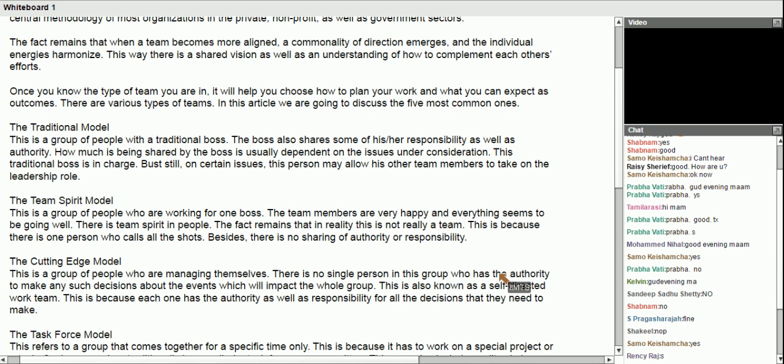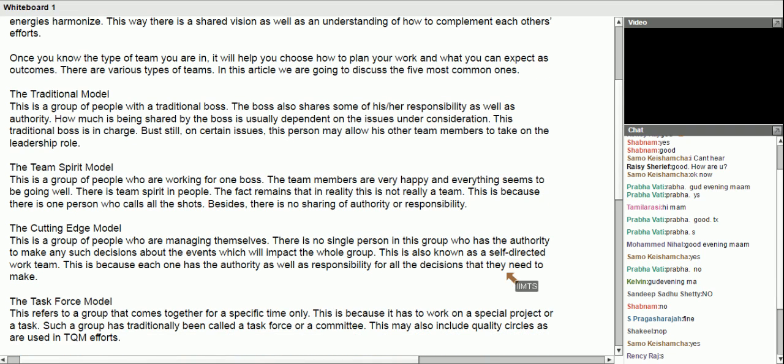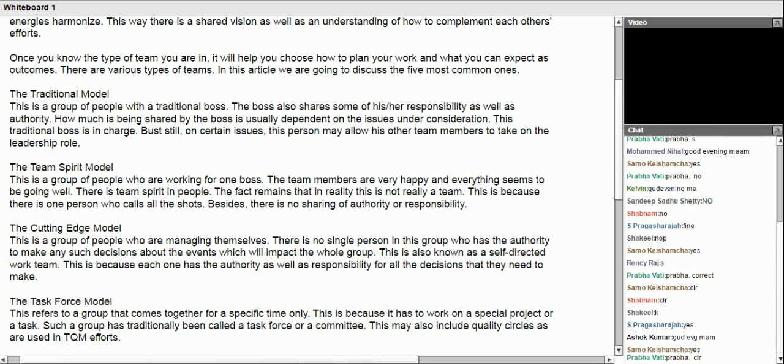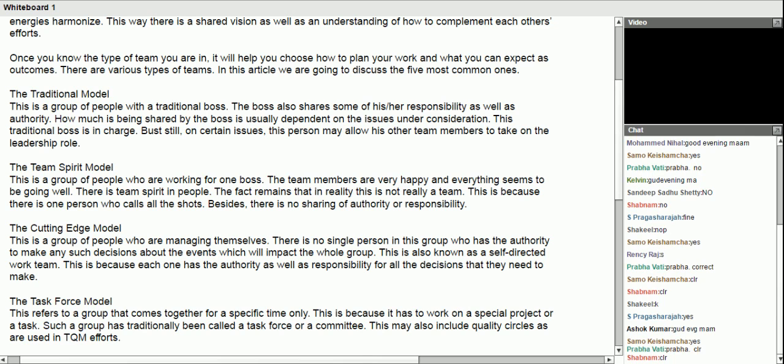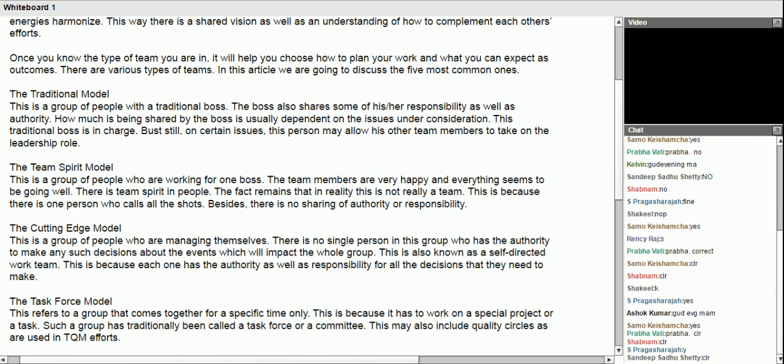So if I am part of the cutting edge model, I can take my own decisions and I'll be responsible for it. Okay. Is it clear? Any questions?